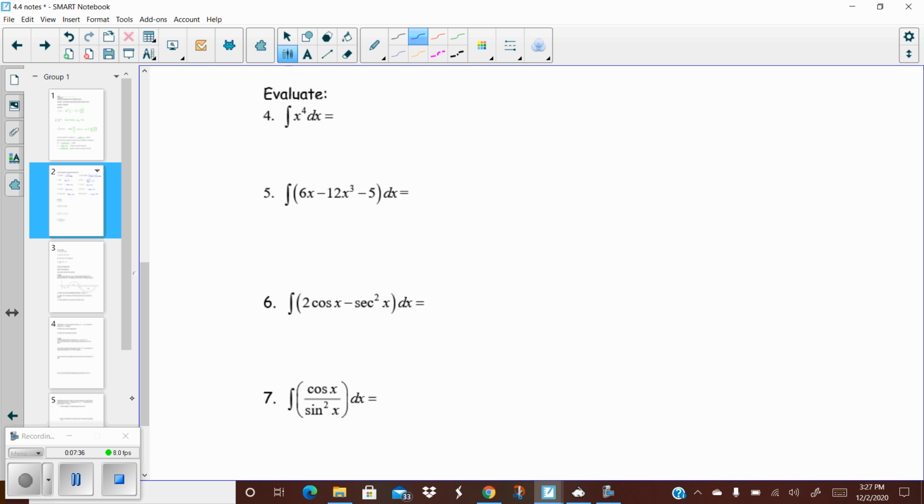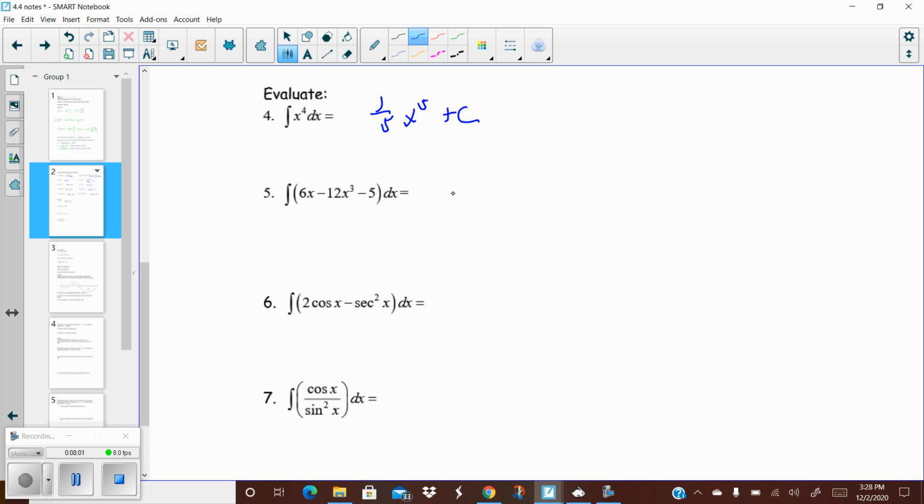All right, so again, these should be relatively quick and easy problems to be able to do. So we're going to run through these very fast. I'm taking an indefinite integral. It's really just like taking an antiderivative. So the antiderivative of x to the fourth is 1/5 x to the 5th plus c. Boom, done. Integral of 6x minus 12x cubed minus 5.